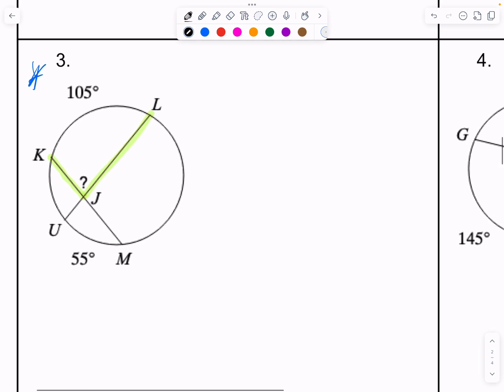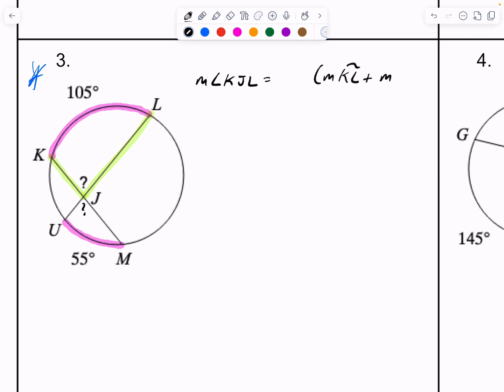So in this case, I am going to look at the intercepted arc KL, but then my vertical angle on the other side of this question mark is going to be UM for that intercepted arc from that vertical angle. So I can find the measure of angle KJL by adding together the measure of arc KL and the measure of arc UM, and then dividing it by 2, or cutting it in half.